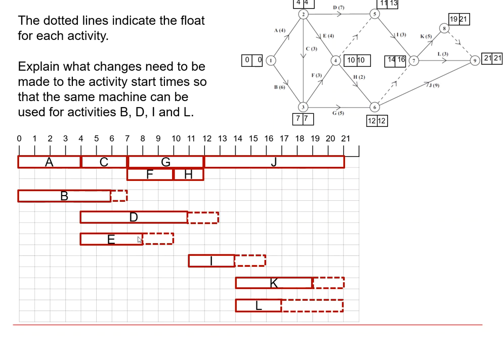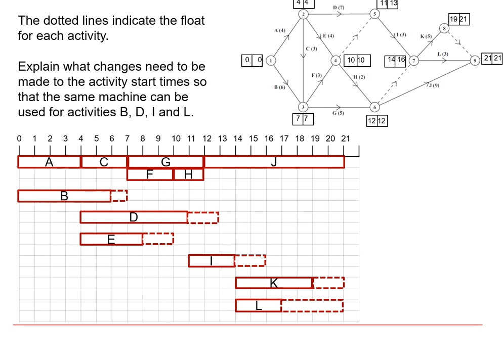But there's another question that we can ask, which is what changes need to be made so that the same machine can be used for activities B, D, I and L. So if those 4 activities need a particular machine, that machine can only be used for one thing at a time. At the minute, if we look at those activities, B and D are overlapping, I is not overlapping with anything and L is not overlapping yet. However, if I do start to try to move D, that's then going to overlap with I, so I'm going to have to think carefully about this.